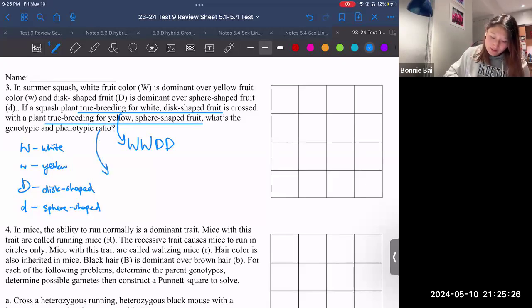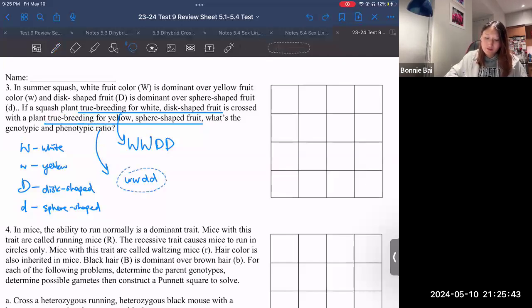I'm going to write it over here. Yellow is little w, sphere is little d. Actually, in this case, it doesn't even have to tell me true breeding, right? Yellow has to be little w. Sphere has to be little d. Okay, now let's look at the questions. No, we've got to figure out the gametes first. All right. This will give us big W, big D.